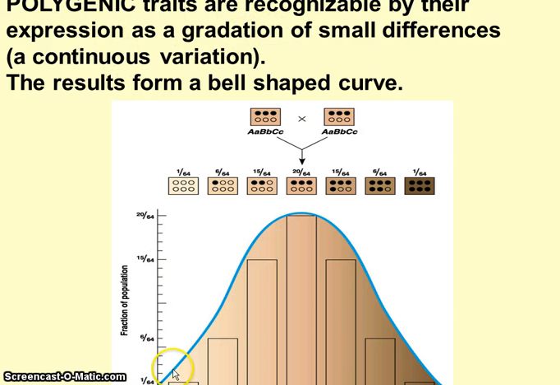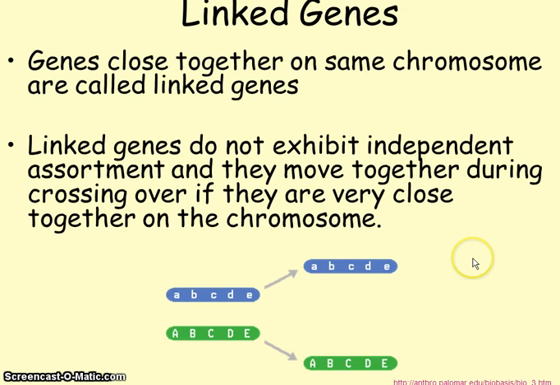It's not like white or dark. You have a continuing color variation. And so, like skin color and eye color, you can think of them like that. There are also linked genes. With linked genes, they're close together on the same chromosome. So, for example, these genes could possibly be linked more so than A and E, because during crossover, those might switch.